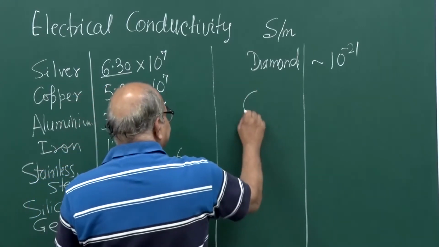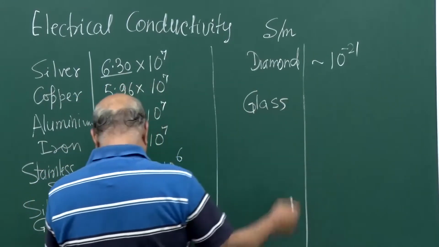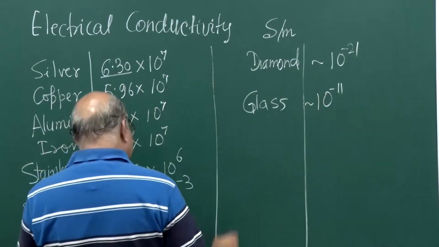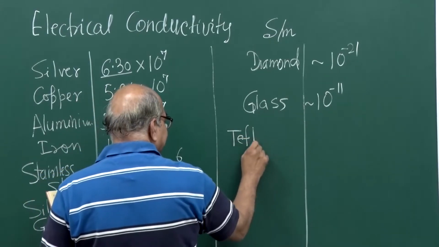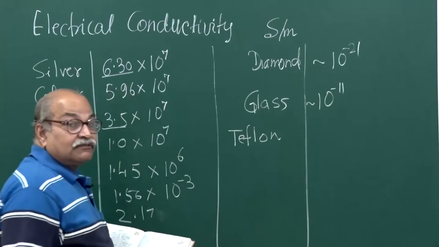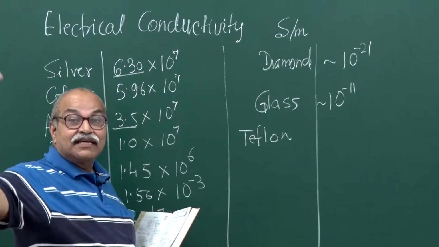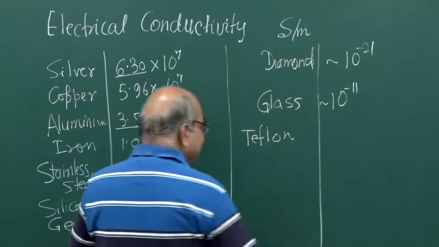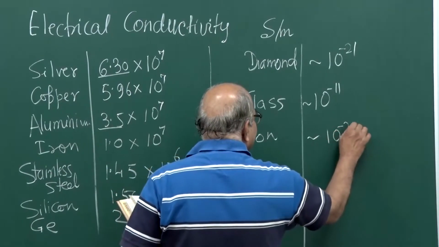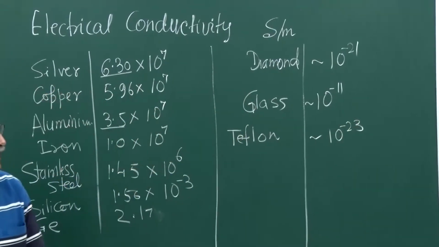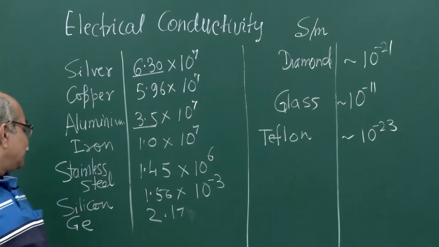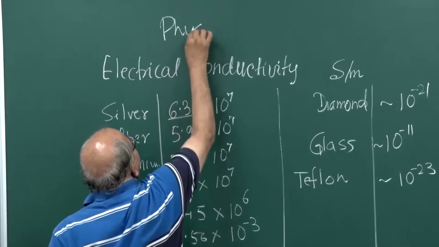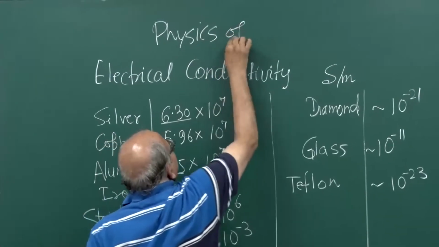Then glass, this is 10 to the power minus 11. And you have Teflon. Workers who work at very high voltages have their instruments coated by Teflon, and the conductivity is of the order 10 to the power minus 23. So that's the kind of variation, and what we are interested in this course, the course is physics of semiconductors.